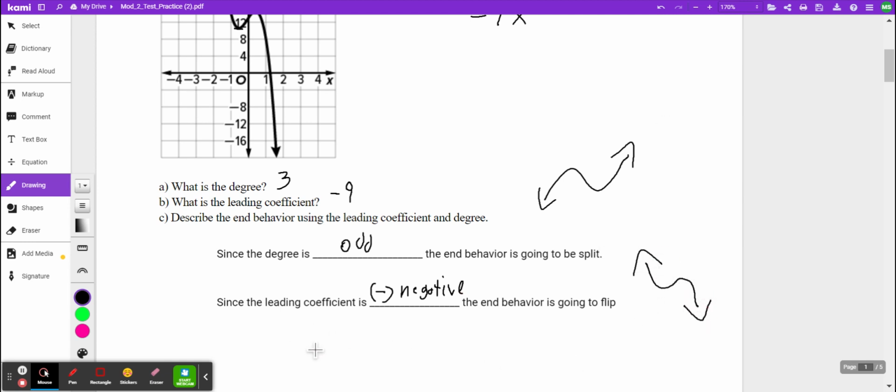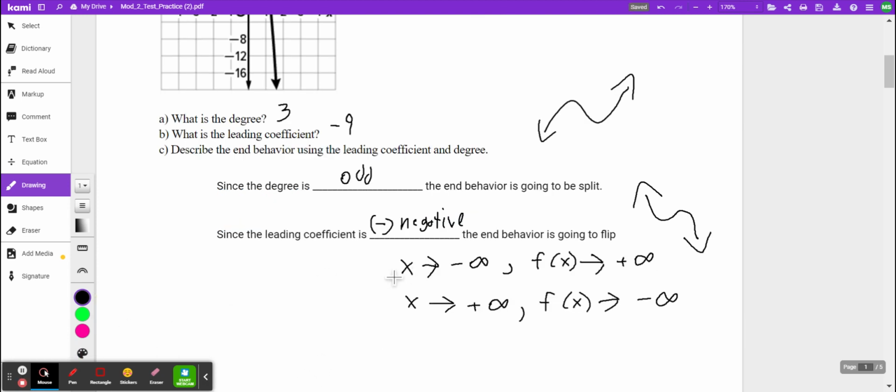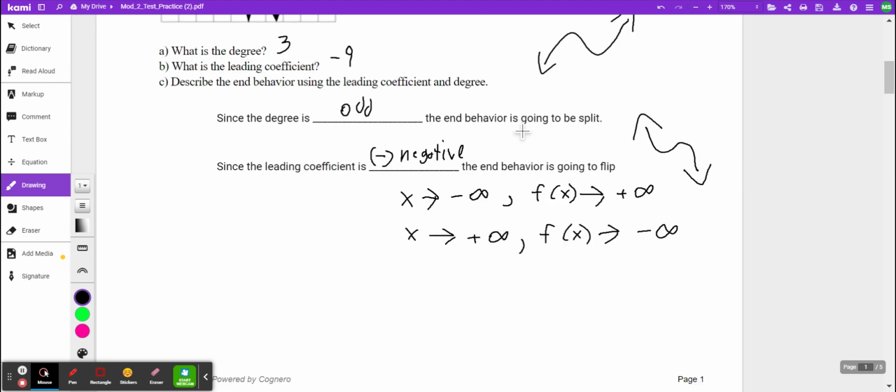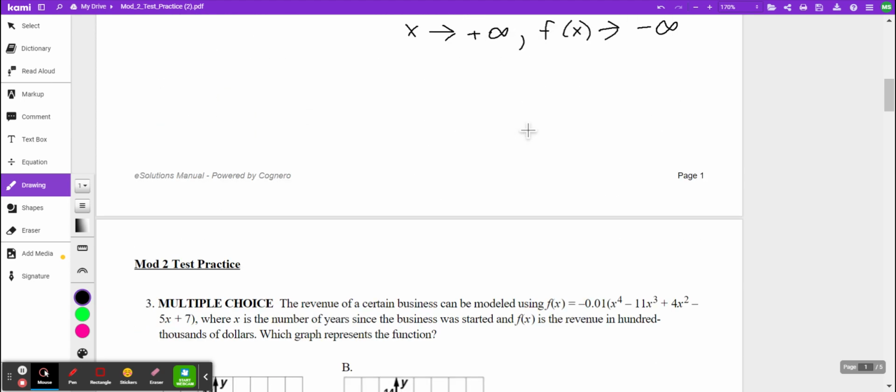So then I could literally write out the following. As the graph goes in the x direction to the negative or left, the y value is going to go positive. As the graph is going to the right, or the positive infinity, the y value, or f of x, is going to go to the negative infinity. All right, there's the first page. Let's go on to the second one.